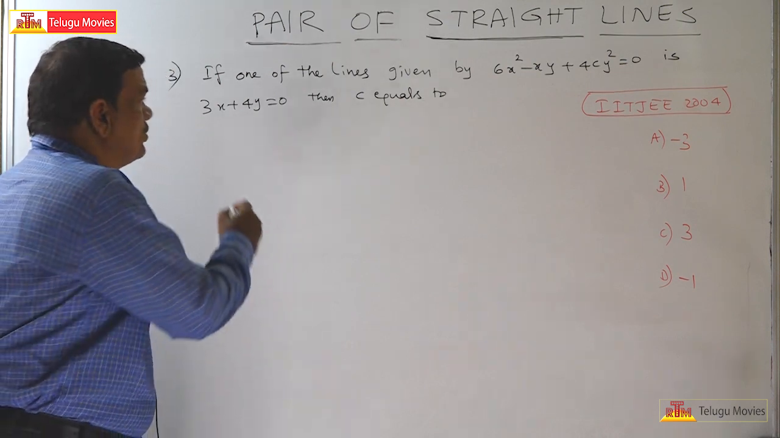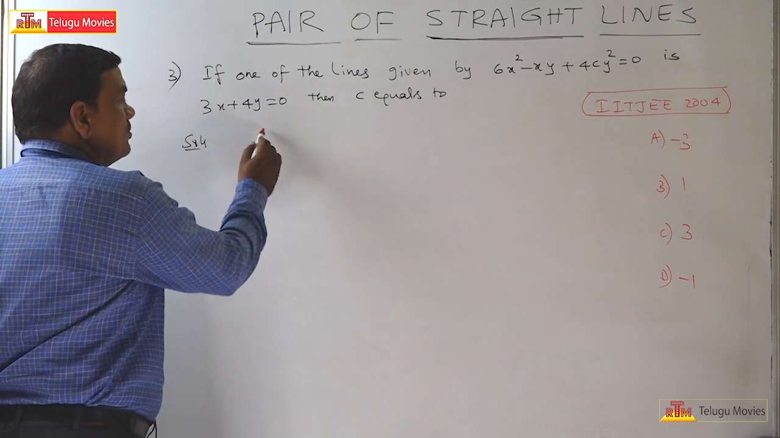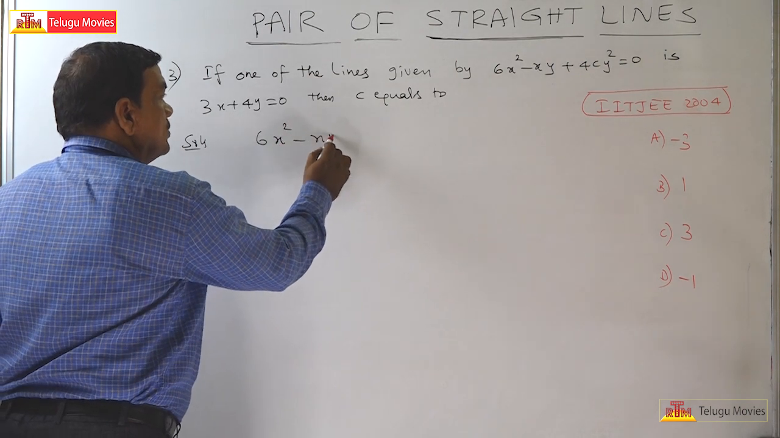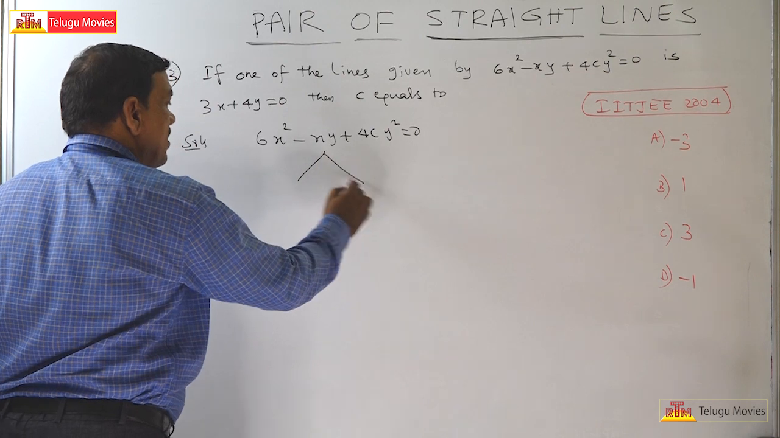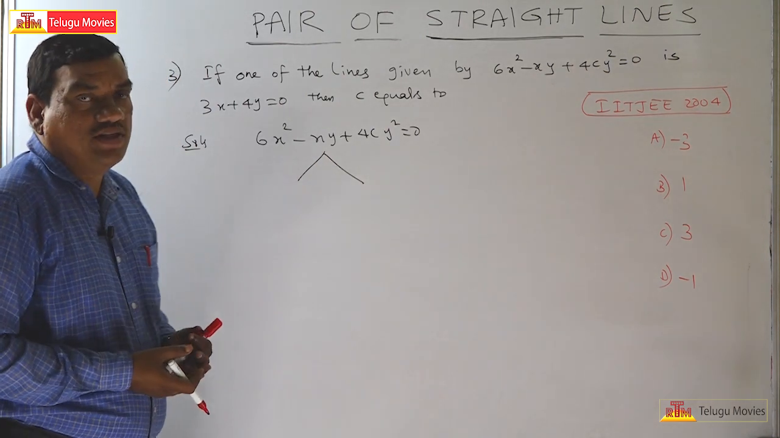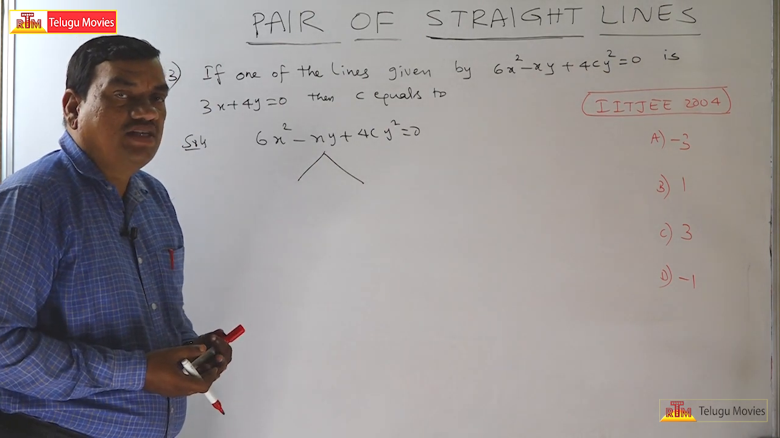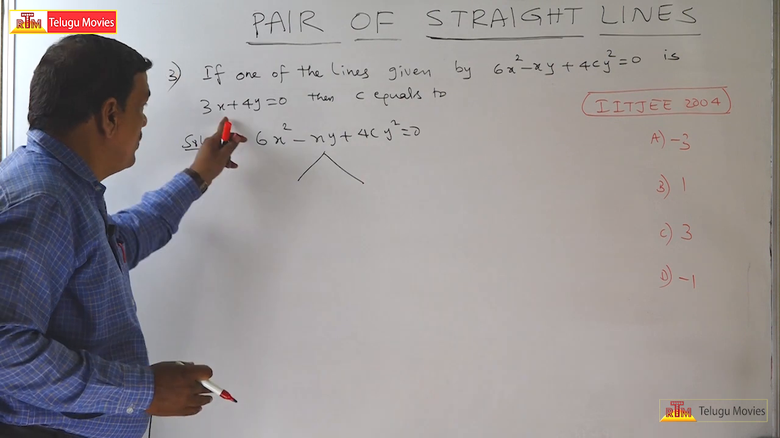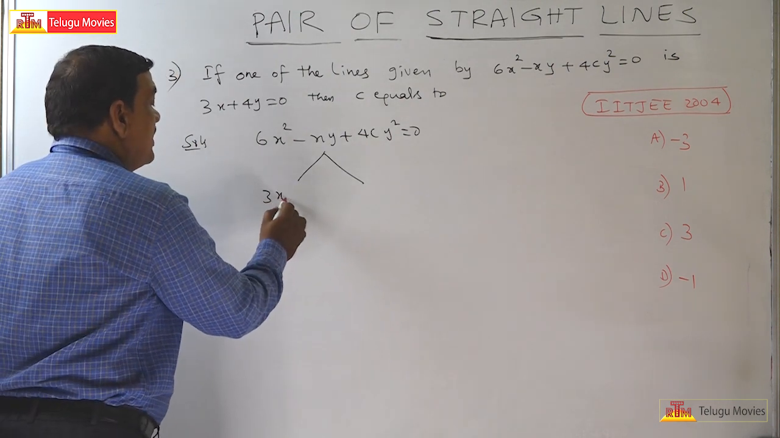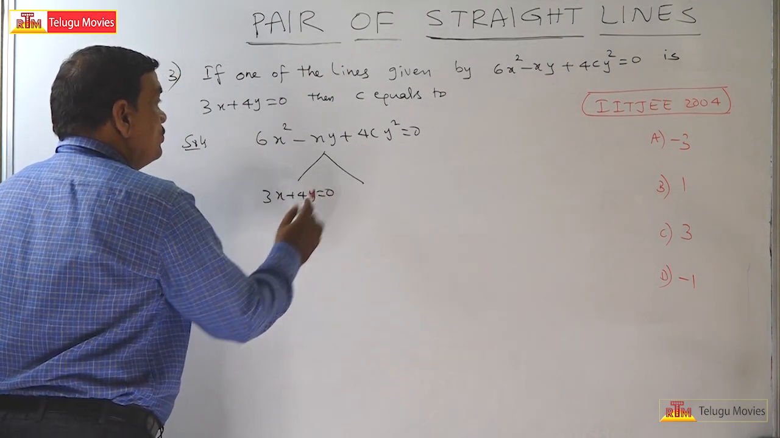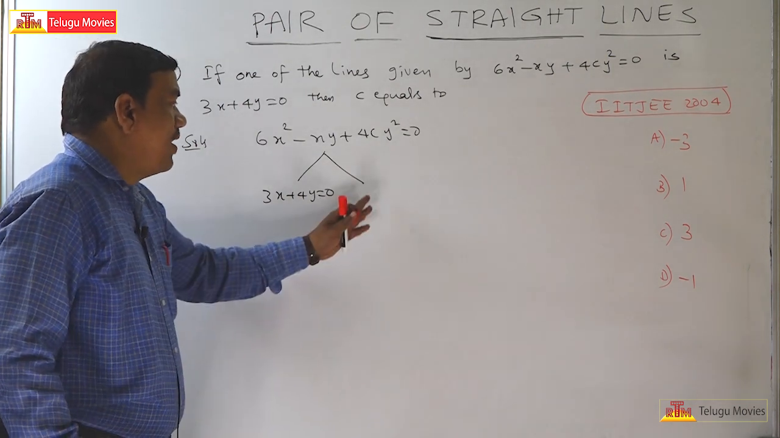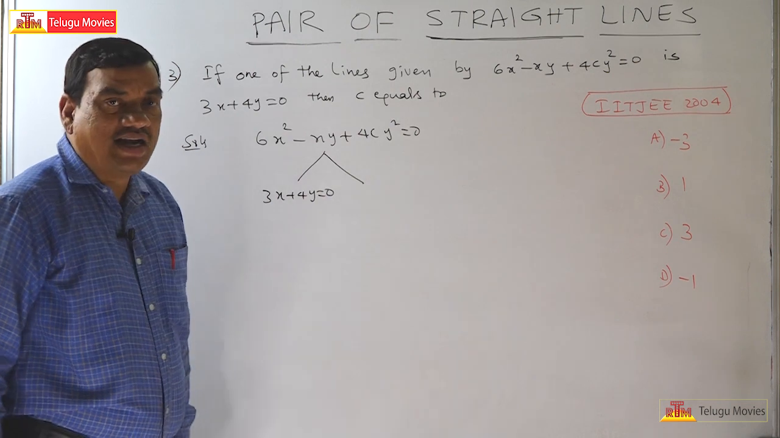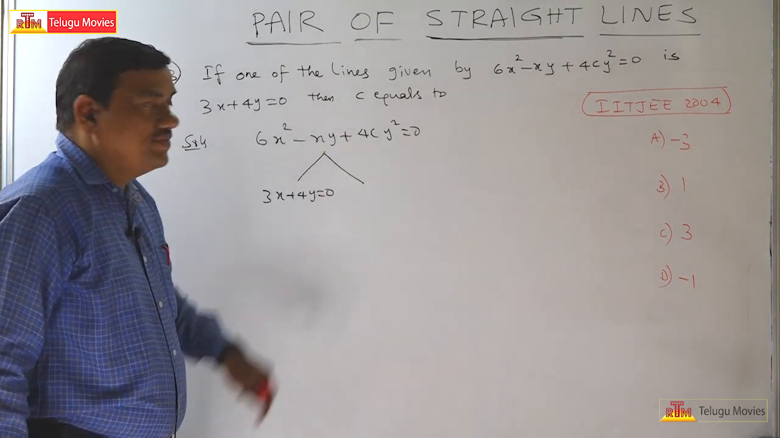So here the solution is a very easy one, just like the previous problem. So this is equal to 4c y square is equal to 0. This is a pair of lines containing two lines. This is an equation of a pair of lines. It has two lines. So out of that, one of the lines is 3x plus 4y is equal to 0, but it is not saying anything about the second line. Then what is the value of c?